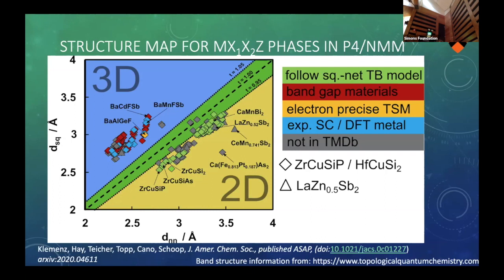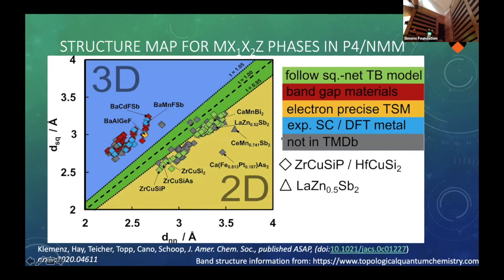And then we have this orange guy here, which is a metal in the database, but we did not find information about the band gap in the literature. It is, however, what we call an electron precise material. So it should not have delocalized chemical bonds, and we would chemically expect it to have a band gap, but we can't say for sure.